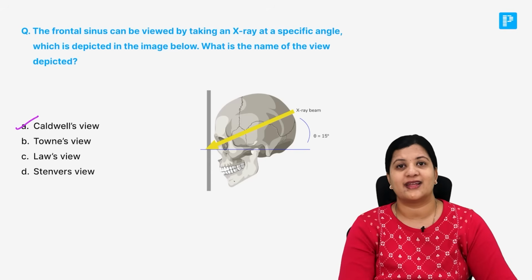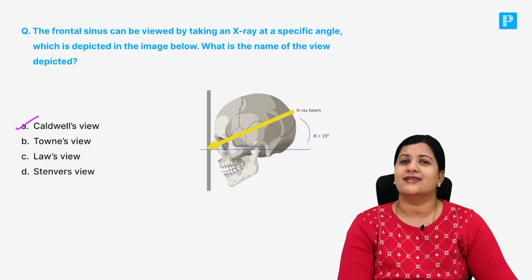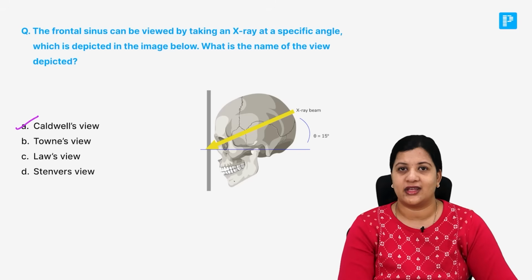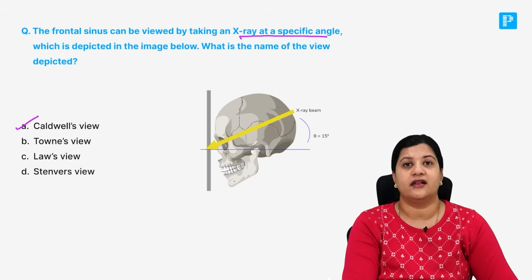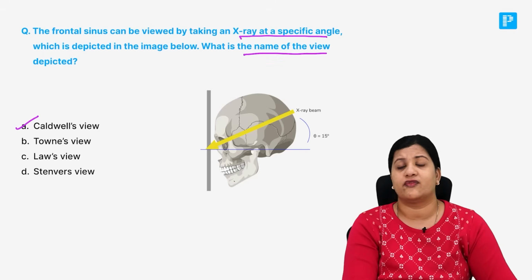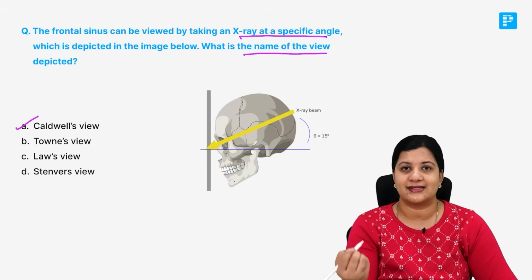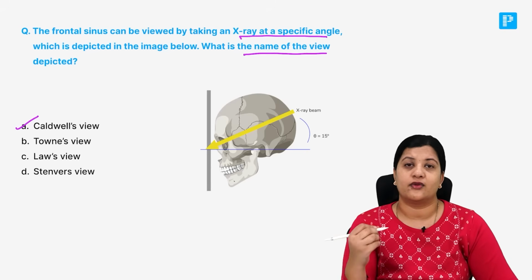So in such questions where there is an image that is talking for itself, you really don't have to go through the question. You can just read the question to reconfirm whatever you're thinking is right. So when they have given you the X-ray at a specific angle and they're asking you the name of the view, it is very simple. It should not take more than 10 seconds. It is nothing but your Caldwell's view.